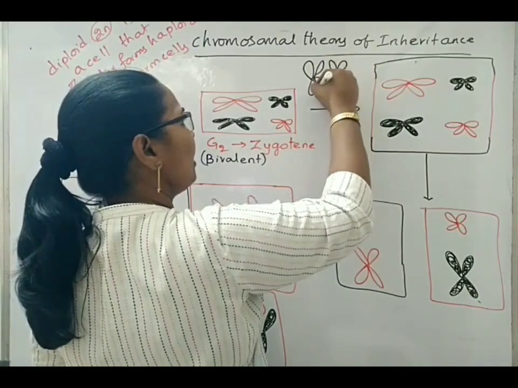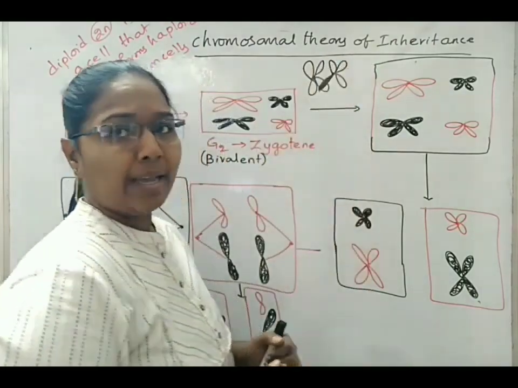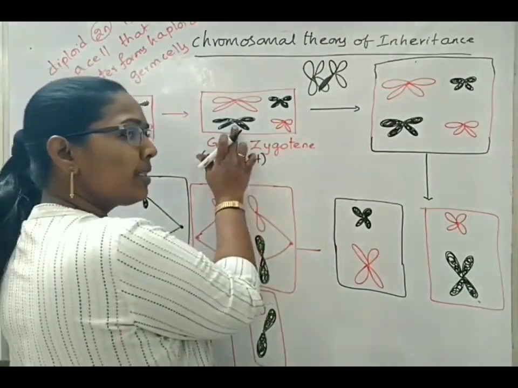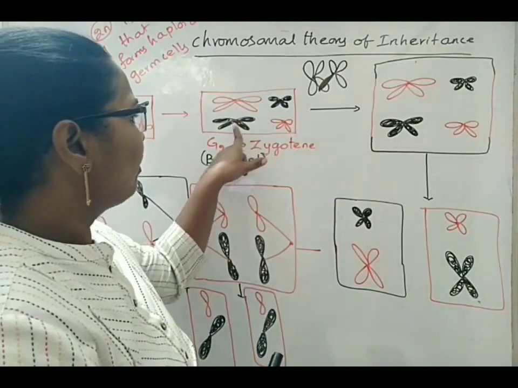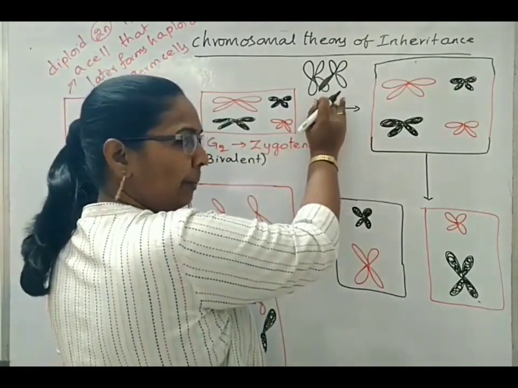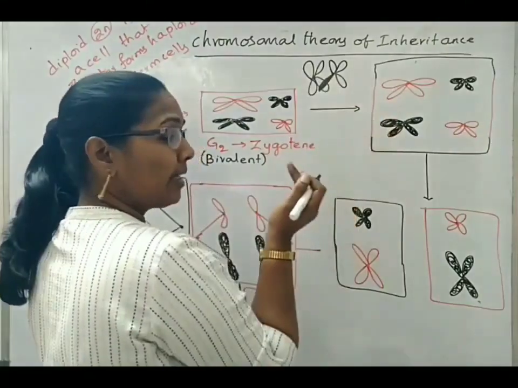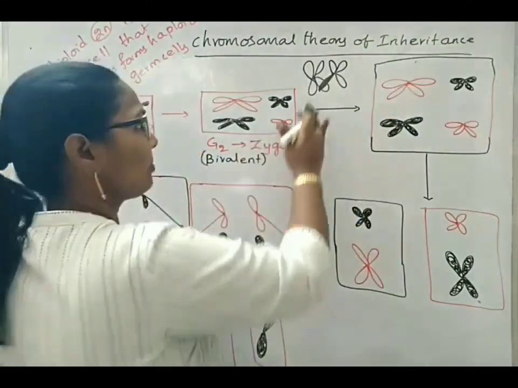If they are arranged like this, then there will be crossing over in the next stage, that is pachytene. But here I did not represent the crossing over because of lack of space. But bivalent chromosomes are those which are ready to pair with each other. In the next stage, pachytene, they will cross and they will show the variations.